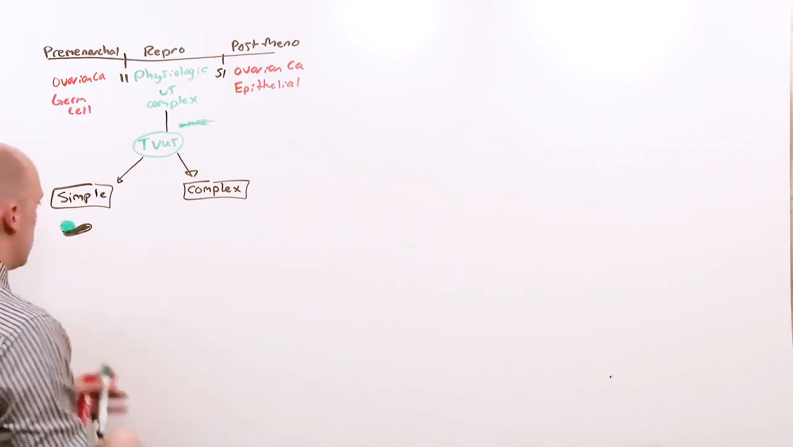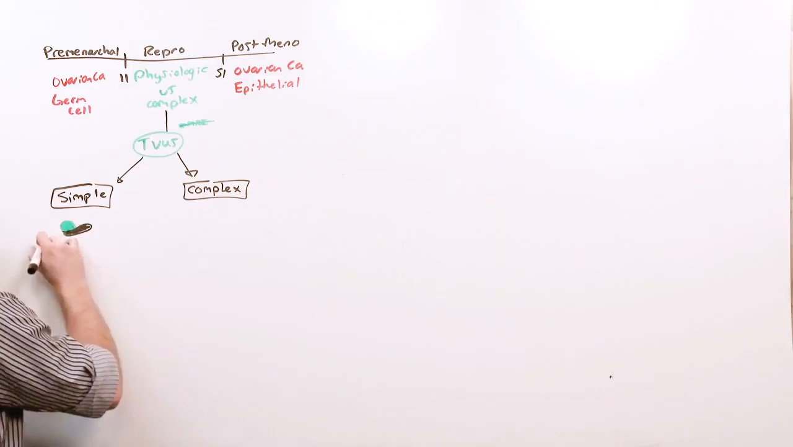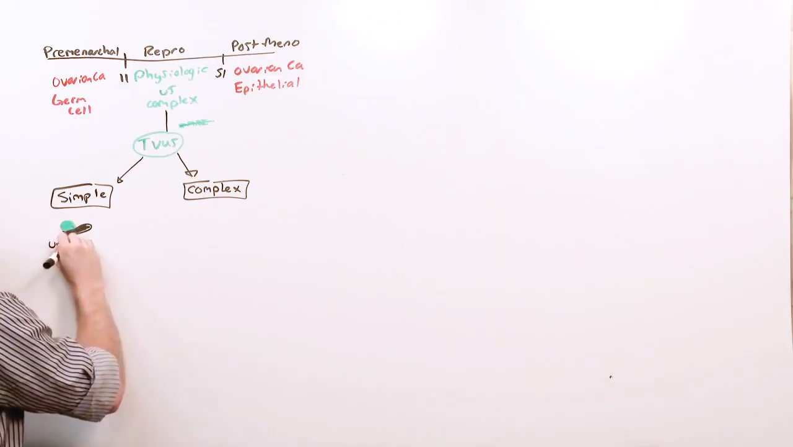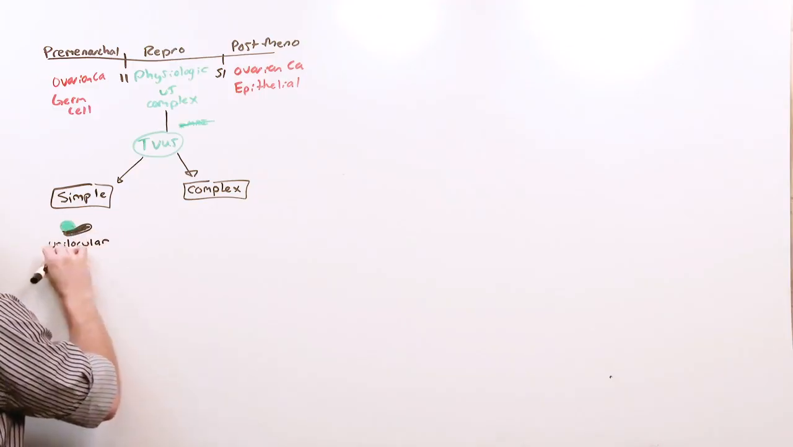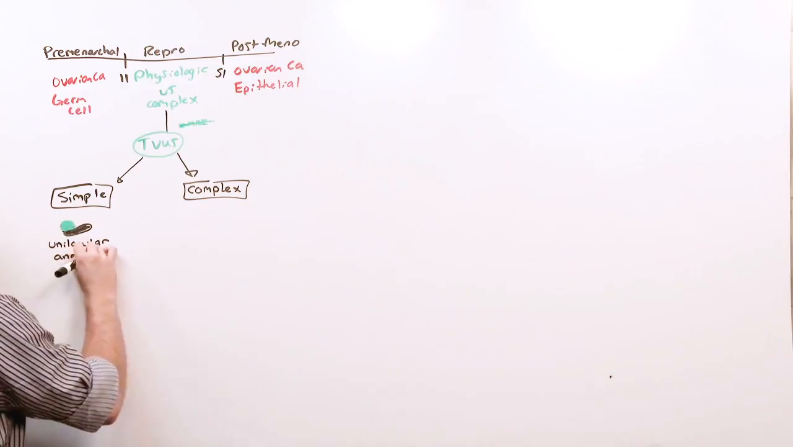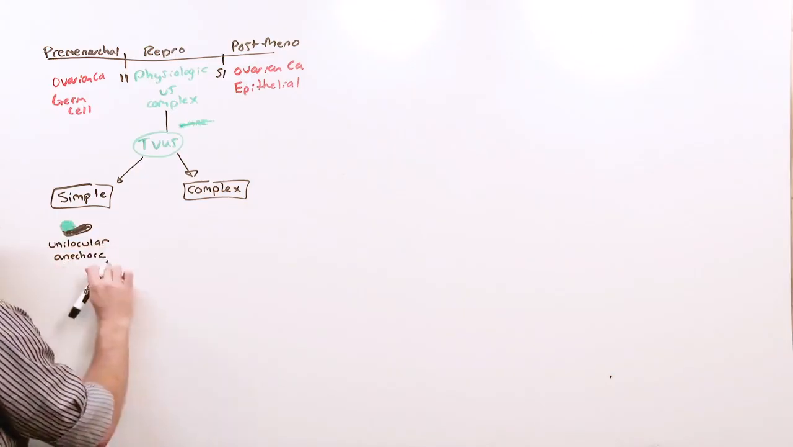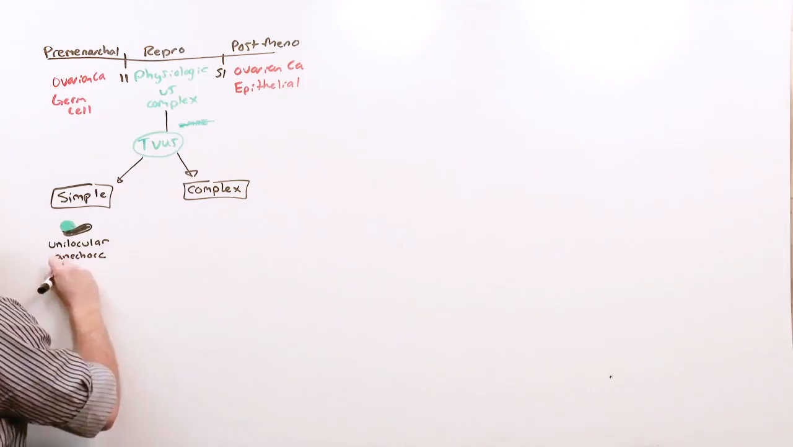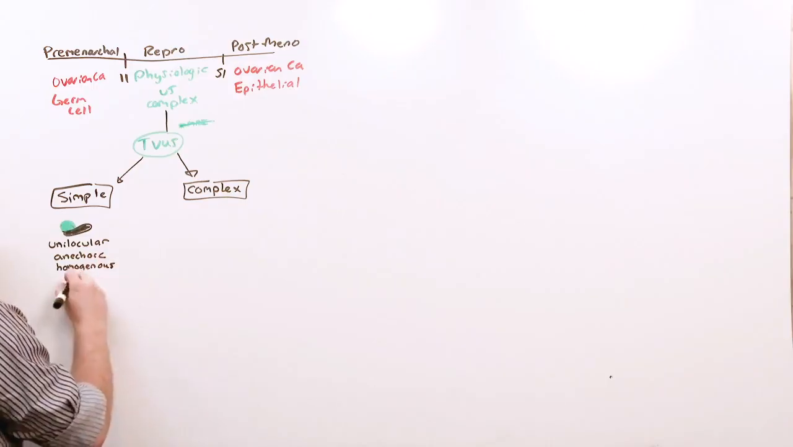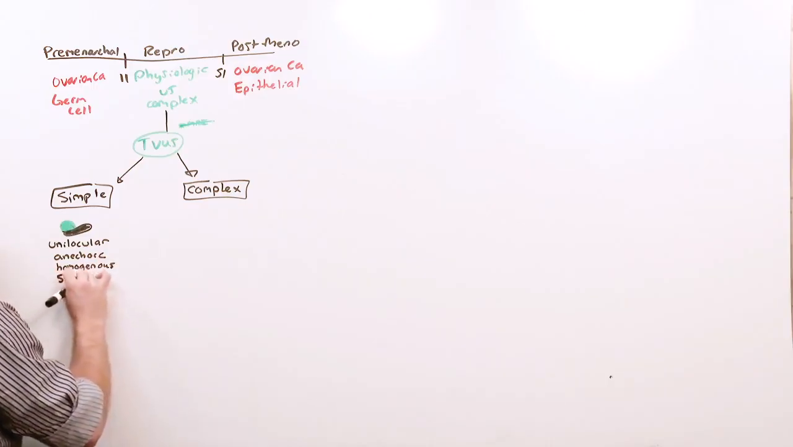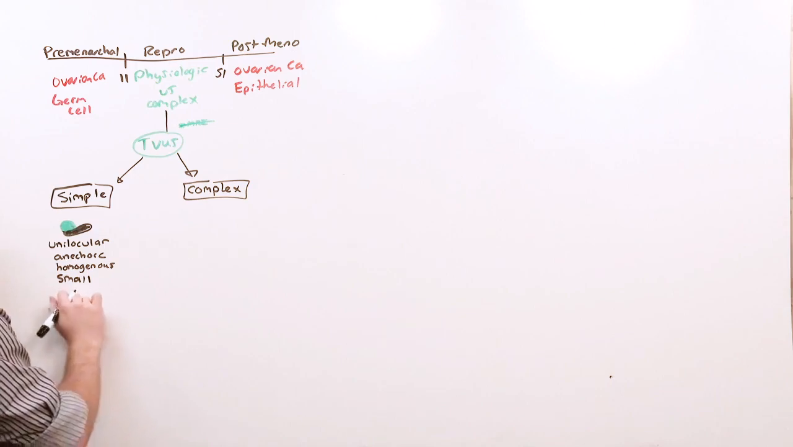What I mean by that is a simple cyst will be unilocular. No septations, no loculations. Be anechoic. It is only one color. It is homogeneous. It doesn't have floaties or different structures. And it is small. We'll talk about what small means in a minute.